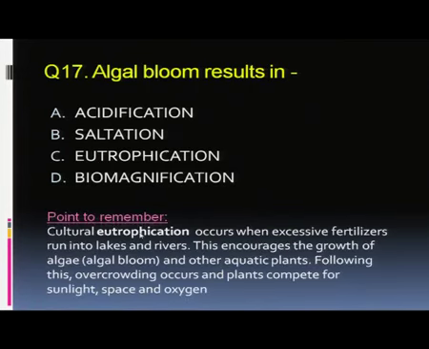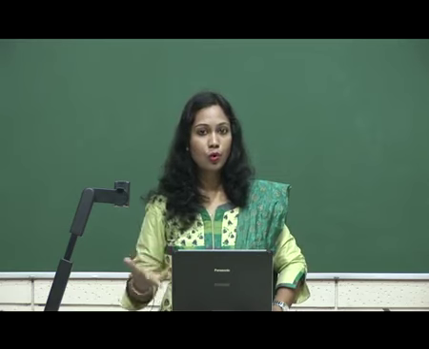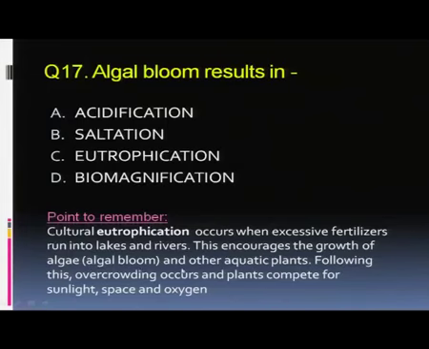cultural eutrophication. It occurs when excessive fertilizers run into lakes and rivers. We have been using fertilizers, pesticides and chemicals. These fertilizers flow with the water and enter into the water bodies, and when they do so, the algae get immense nutrition to grow at a very high rate. So, this encourages the growth of algae and other aquatic plants as well.